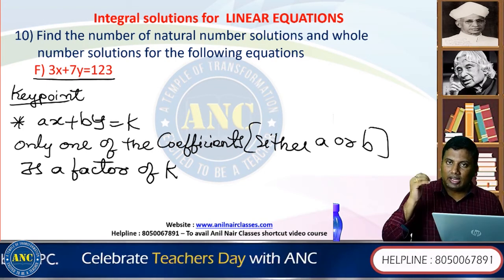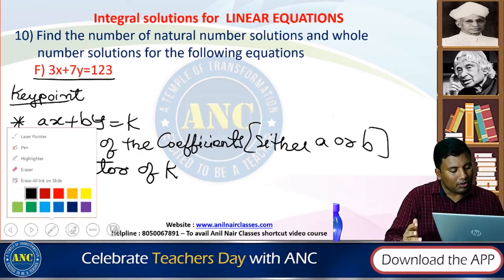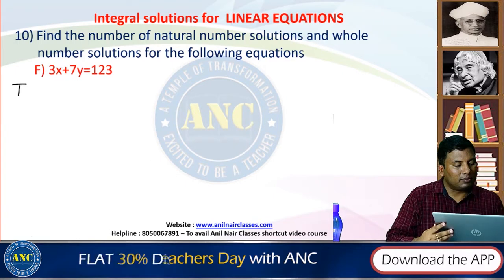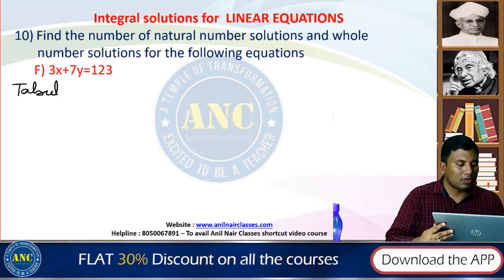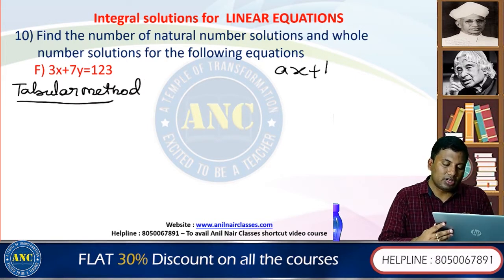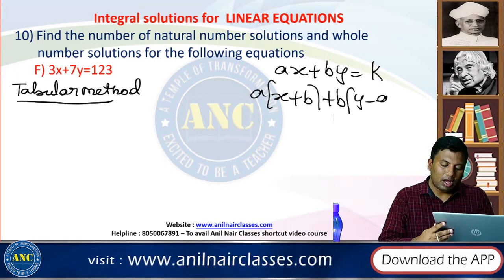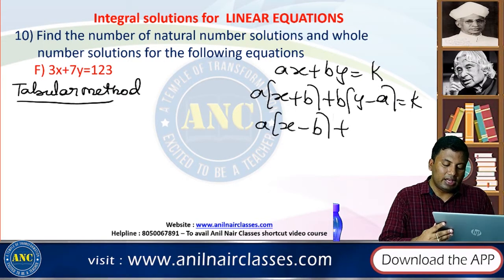First I will solve it in the tabular method, then I will tell you the AnC method. Tabular method, which is method 1. Now listen carefully, what is it that we discussed? If ax plus by equivalent to k, if x is increased by b, y will be decreased by a, or if x is decreased by b, y will be increased by a. This is what we discussed.